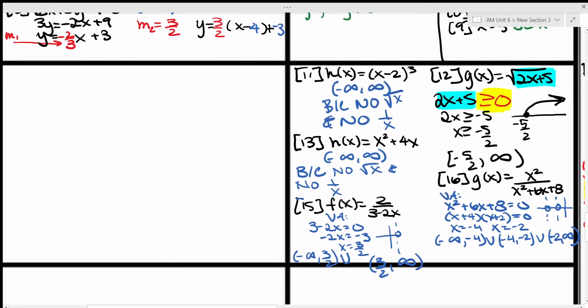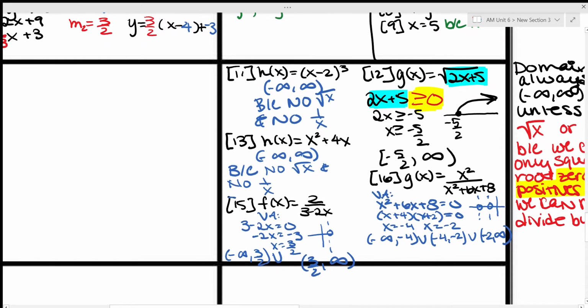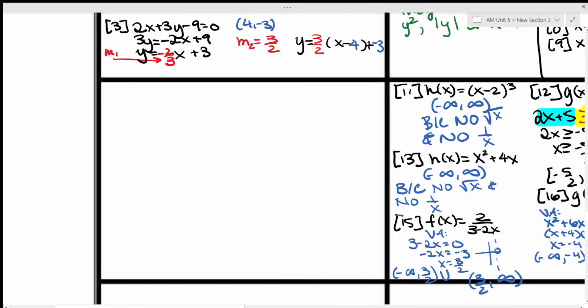Okay. So, is it okay if I move to the other side or should I keep going down? Can I just put it right here? Oh, dang.